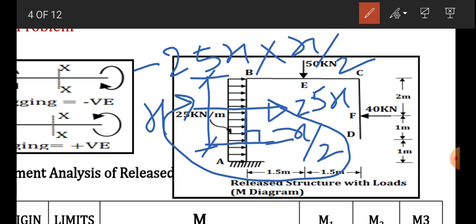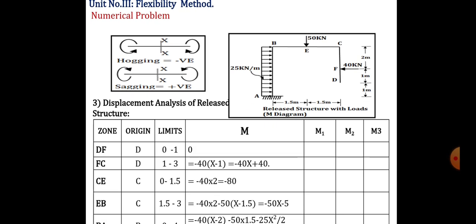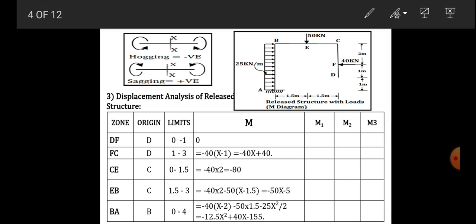So write down all these three moments in that particular cell. The values are mentioned here. Okay, so this is not minus, this is a plus. By simplifying, you have minus 12.5 x square plus 40 x minus 155.